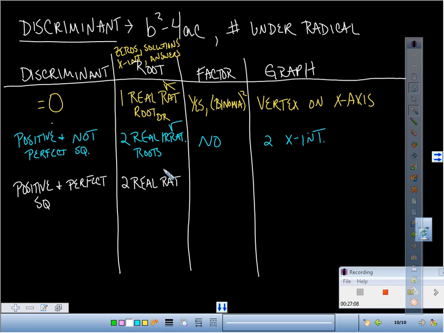And look, here's what I do to myself. I'm writing me a little note up here. It says, hey, there's not going to be a radical in this number. Two real, rational roots. Is it going to factor? Yes. Oh, yes, it's going to factor. Okay? What about my graph? What's it going to have?